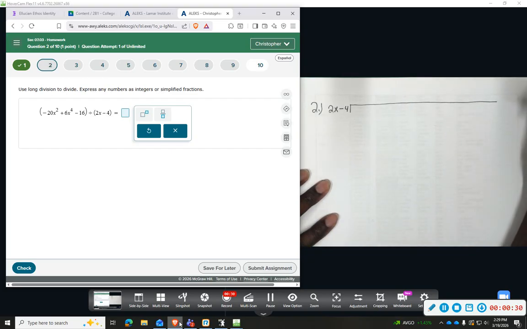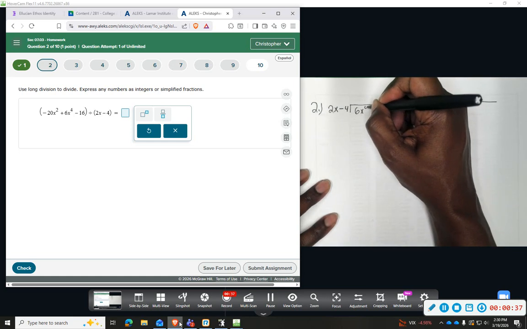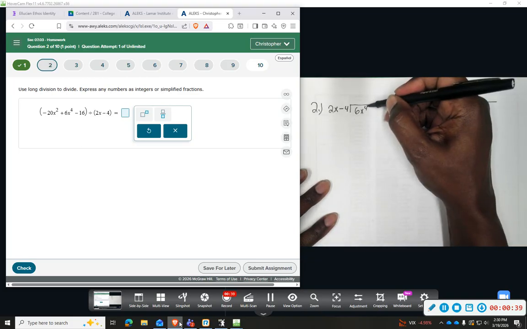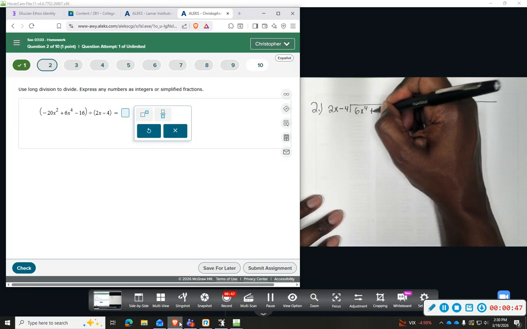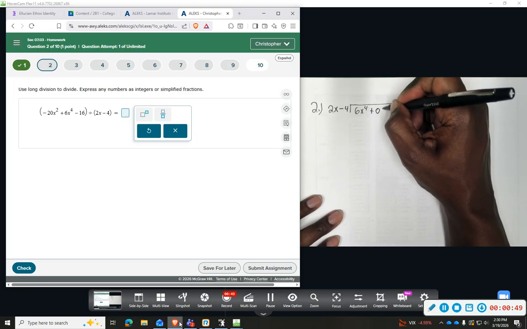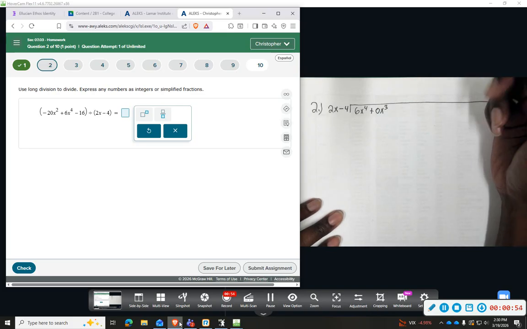So the largest power is 6x to the 4th, so I'm going to put that out front, 6x to the 4th. Now, counting down numerically in order, we have a 4th degree. We need a 3rd degree, but we do not have an x to the 3rd power. So what I'm going to do is put plus 0 times x to the 3rd. This 0 is just a placeholder so that everything lines up.